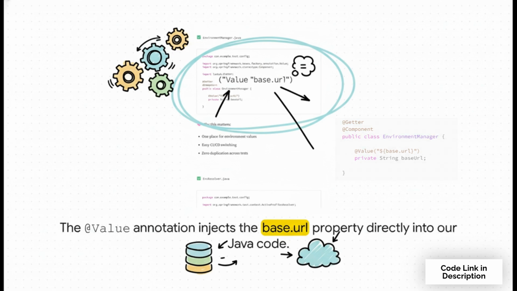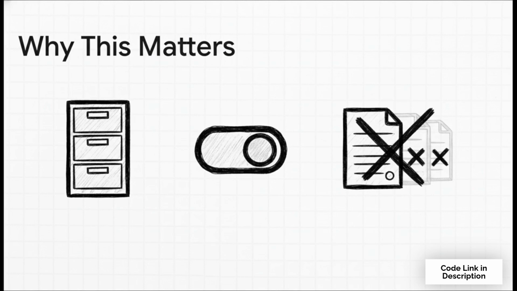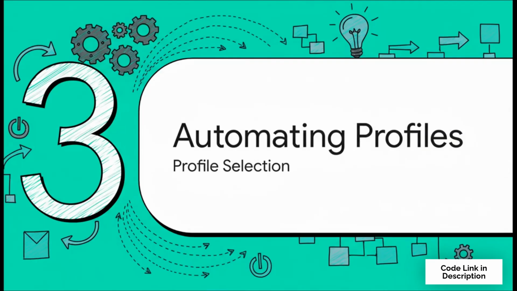It's that easy. So you might be thinking, why bother with all this? Well, the payoff is huge. First, we now have one central place for all of our environment values. No more hunting through code. Second, it makes switching between environments for CI/CD unbelievably easy. And finally, it means we have zero duplication of these URLs across our entire test suite, which makes everything so much easier to maintain.